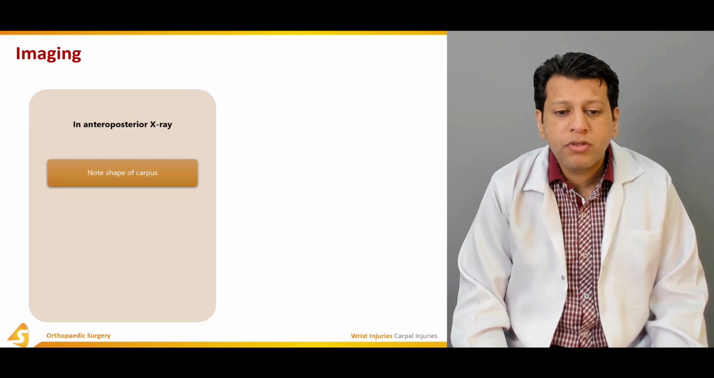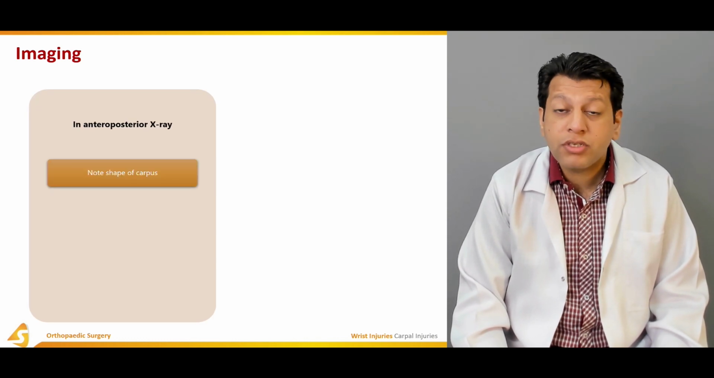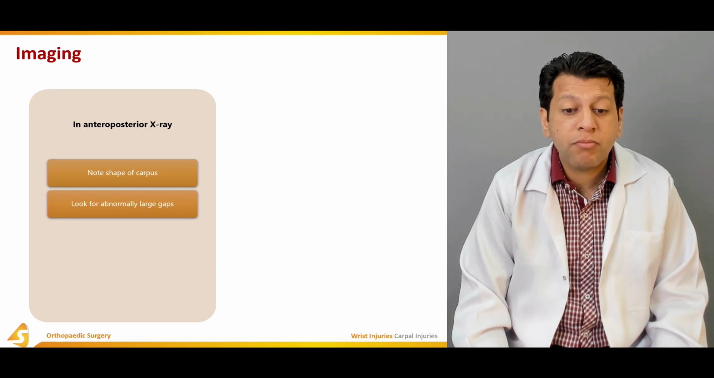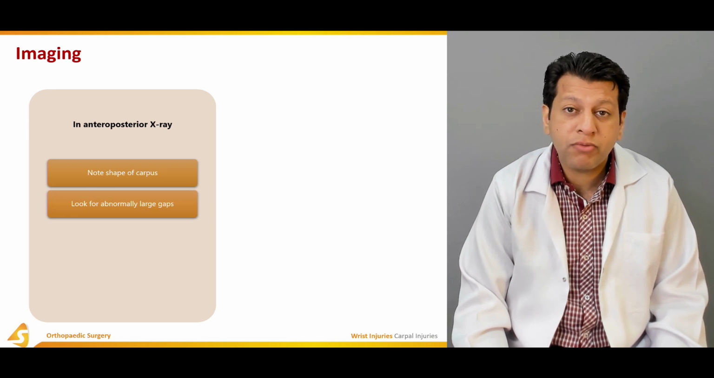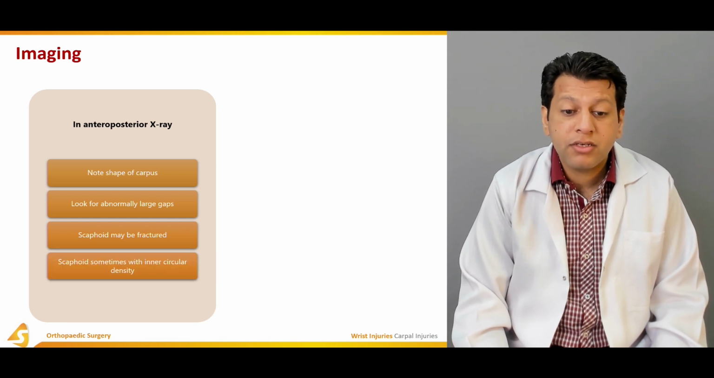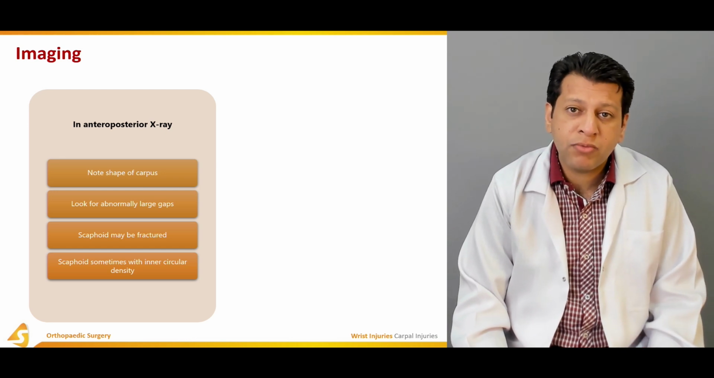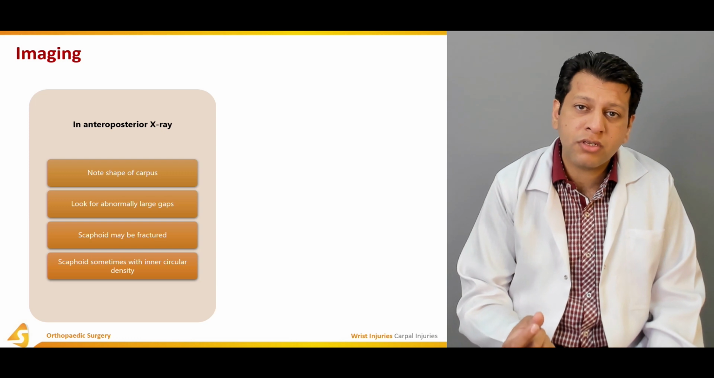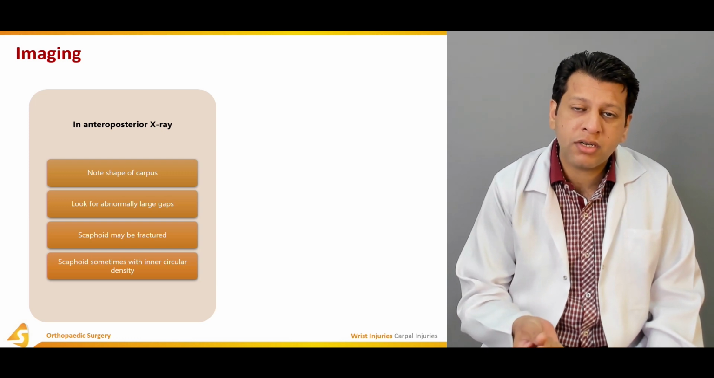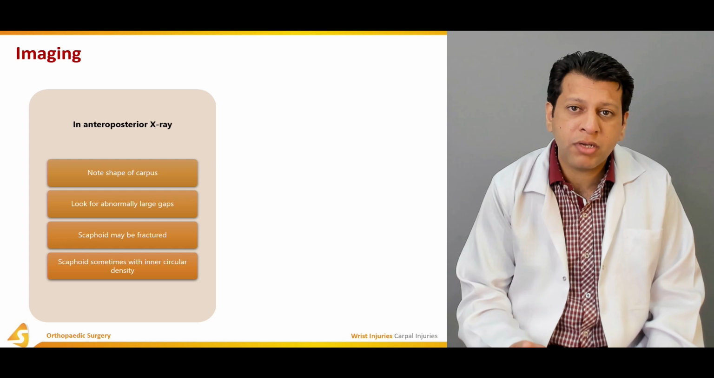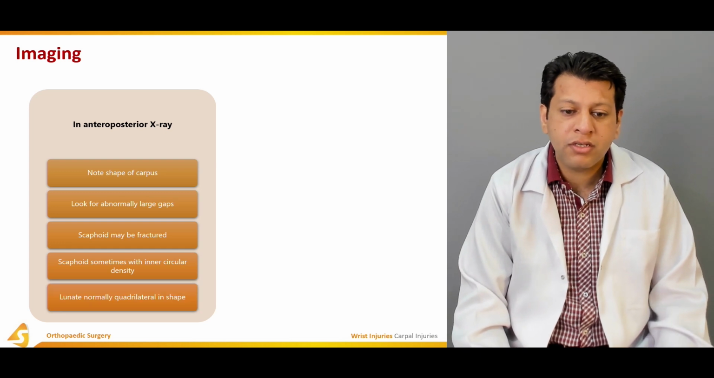On AP view, we have to note the shape of the carpus and look for abnormally large gaps, because that would indicate a ligamentous disruption. The scaphoid may be fractured. The scaphoid sometimes shows an inner circular density. This is called a ring sign because there is a tubercle on the dorsal side of the scaphoid. Once the dorsal side is displaced, this tubercle becomes prominent, showing a ring sign.